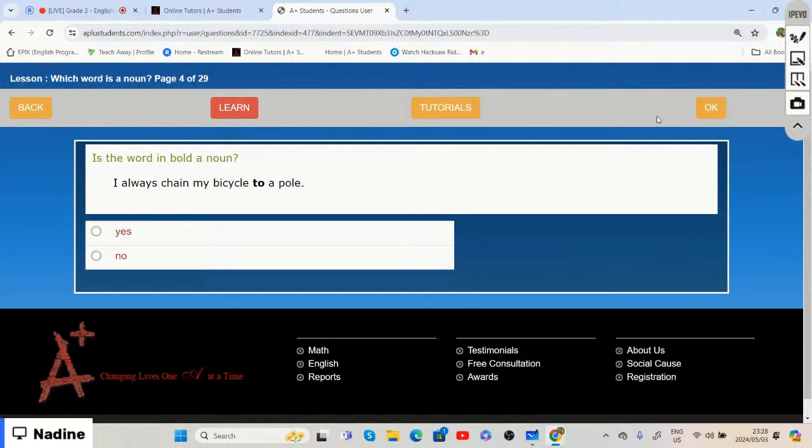I always chain my bicycle to a pole. So the word to, is that a noun? Yes or no? To, is that a noun? Yes or no? So I chain my bicycle to a pole. Is that a noun, yes or no?